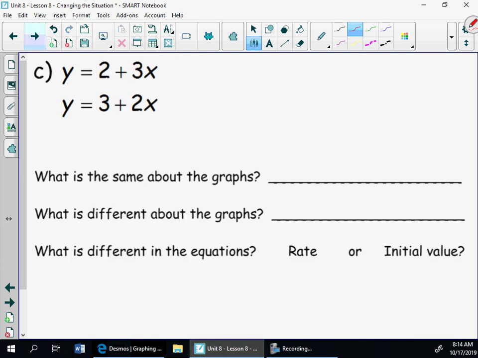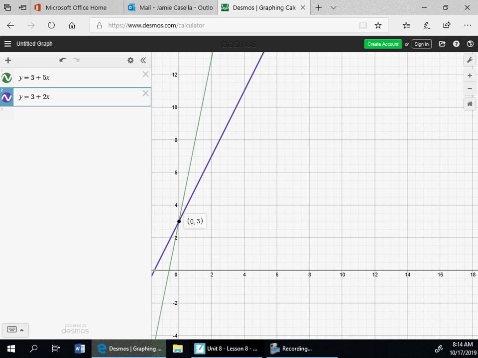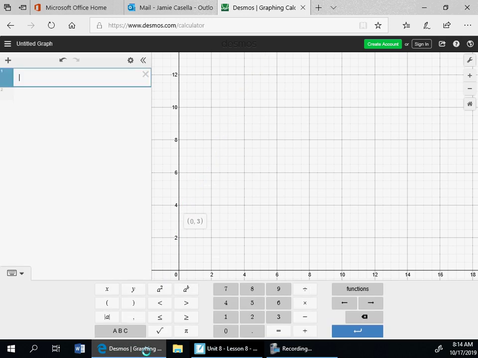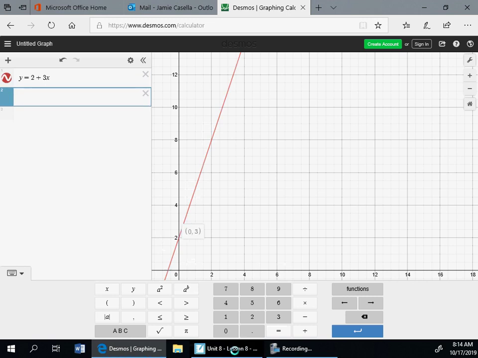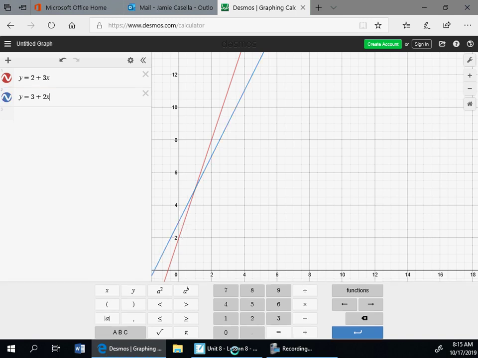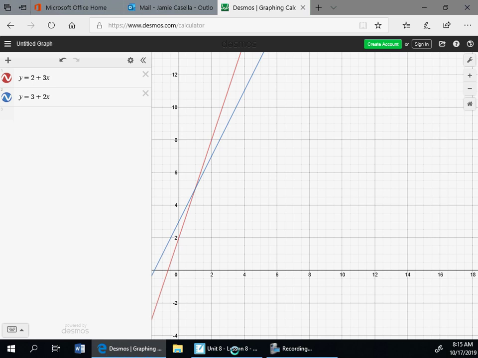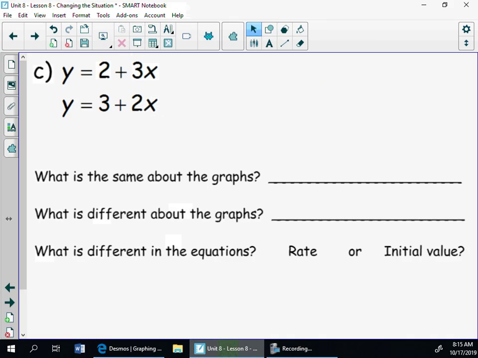Okay, let's try some more. My next pair: y equals 2 plus 3x, and y equals 3 plus 2x. What's the same about them? They're not in the same starting place, definitely, and they definitely don't have the same steepness. So what's the same with them? I would say not really anything.